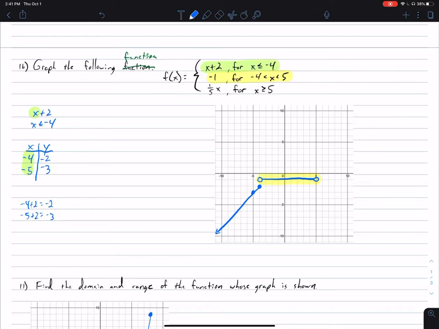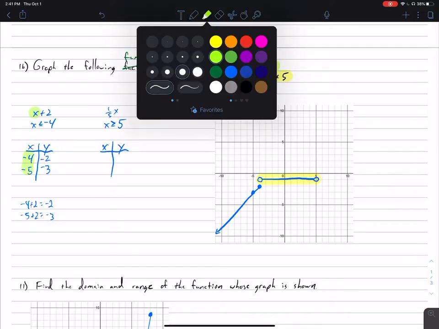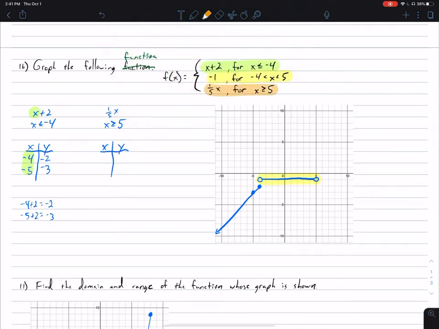Now, -1/5 x, oh, sorry, not negative, +1/5 x, is for everything where x is greater than or equal to 5. So same idea. I'm going to create an xy chart. It's just a line, so I can use 2 points. I only need 2 points to get that line.